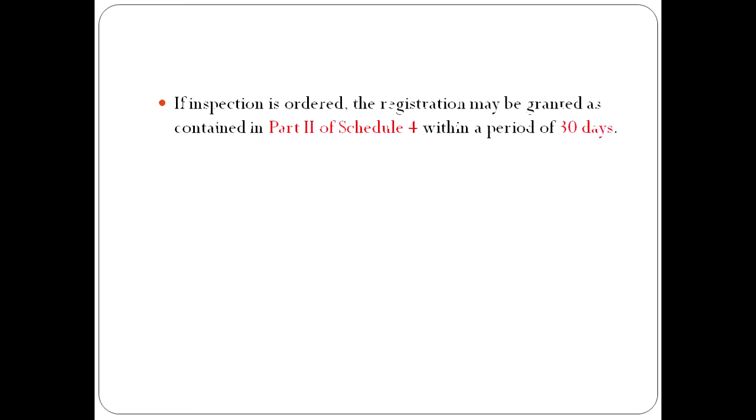Okay. Then next is, they have ordered an inspection. Say some FSSAI officers need inspection of the plant or a certain area of the person who is applying, that is, a food business operator who is applying for a license. So if the officials feel that they need to inspect, then the registration may be granted as given in part 2 of schedule 4. This part 2 of schedule 4 actually deals with the hygiene procedures and safety procedures that a food business operator needs to coordinate with.